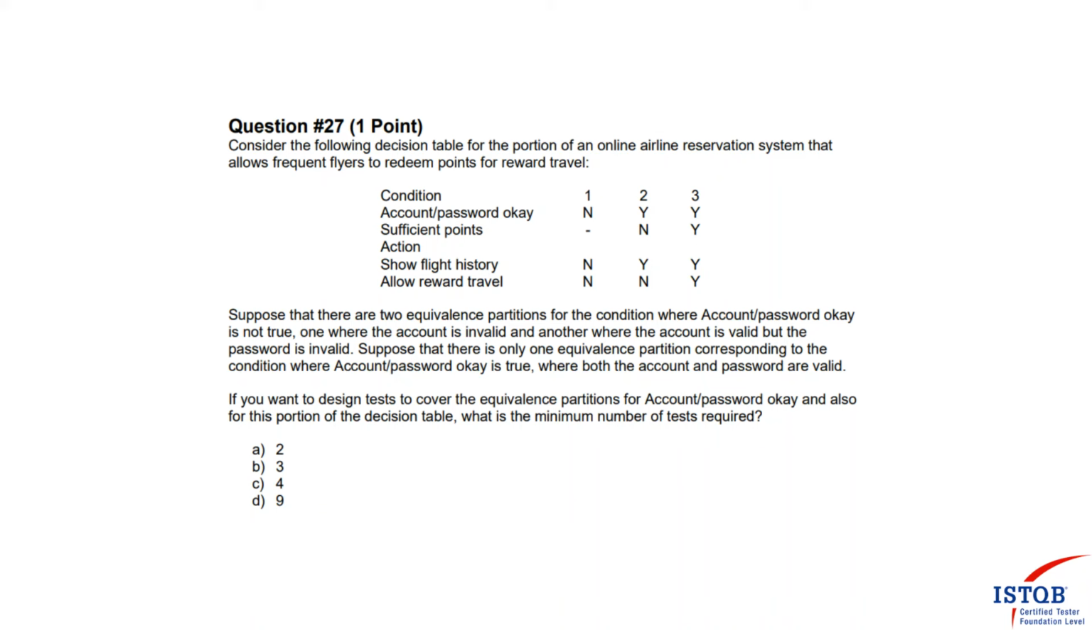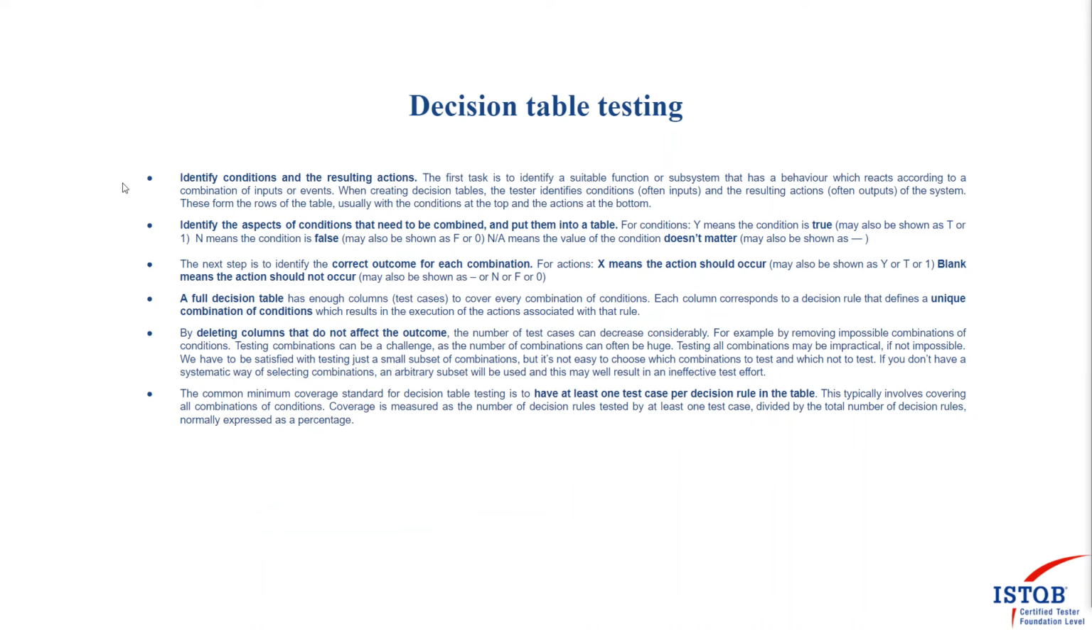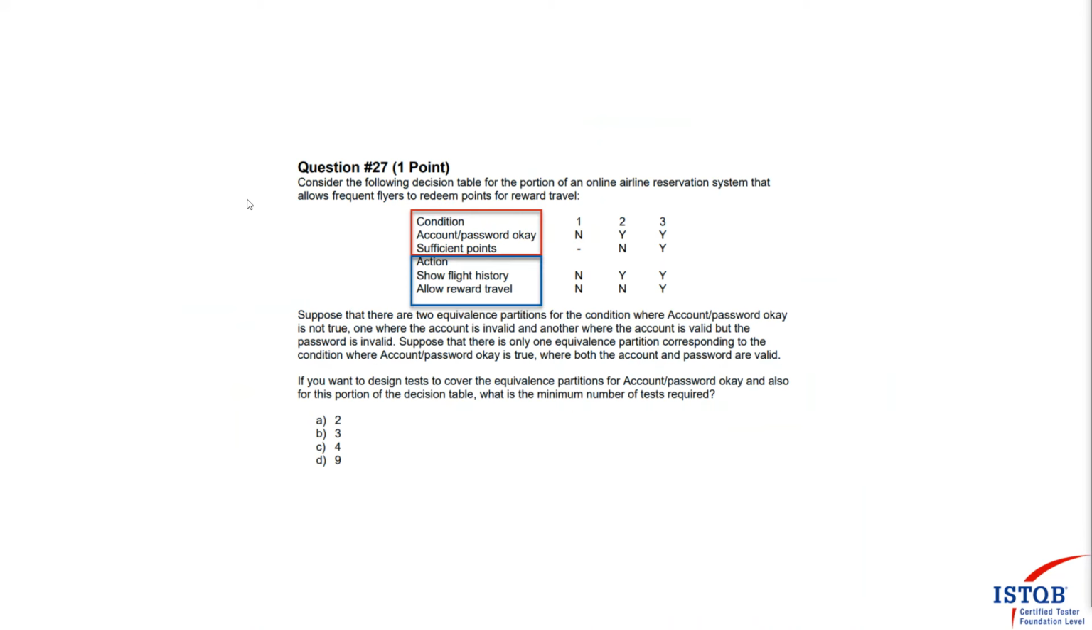Let's check one more example of decision table testing. Pause the video and read the text on your own. Let's check the algorithm. The first task is to identify conditions and the resulting actions. We need to define conditions and results and create a table. And as in the test before, it is already done for us.